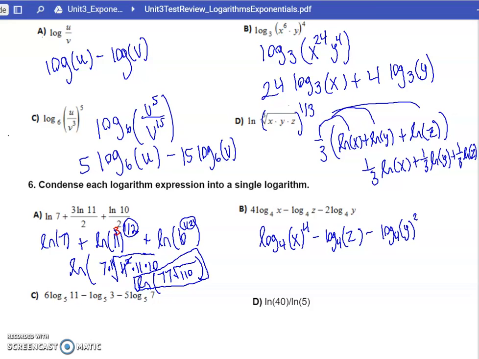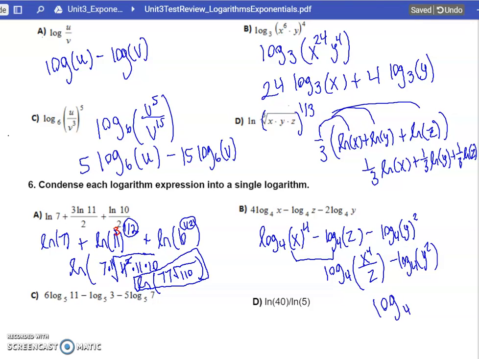So I'm going to break this one up. If I use the quotient law on these two first, I get log base 4 of x to the fourth over z minus log base 4 of y squared. And so now I'm going to get another divided by y squared. When you have a fraction divided by a number, you can just apply the number that's being divided into the denominator of the original fraction. So I get log base 4 of x to the fourth over zy squared.